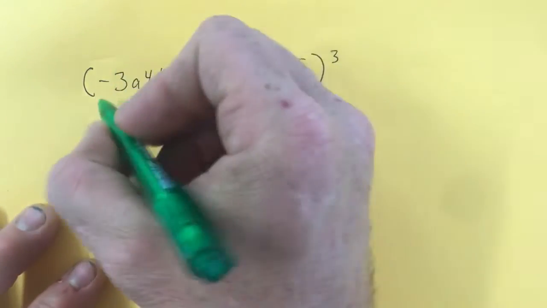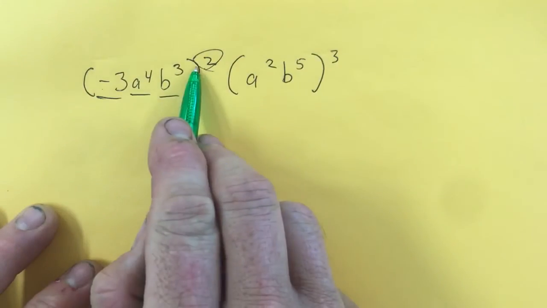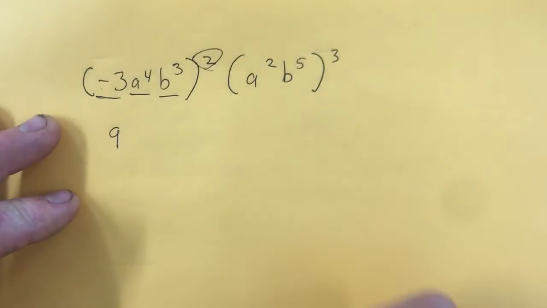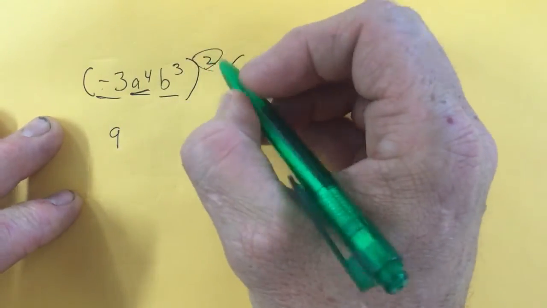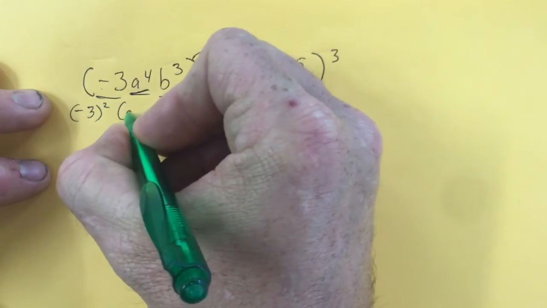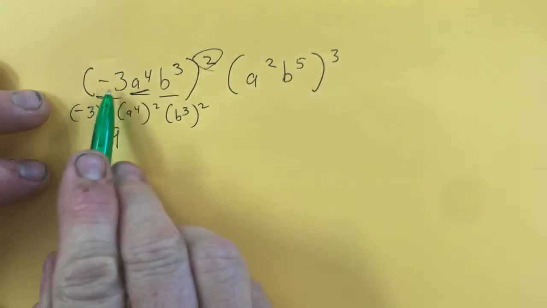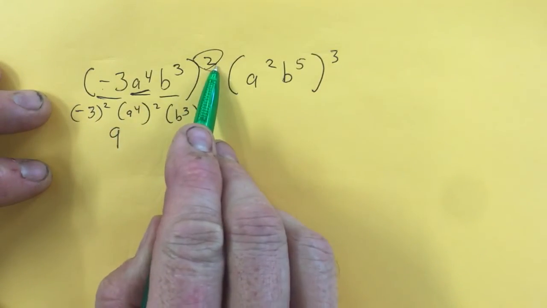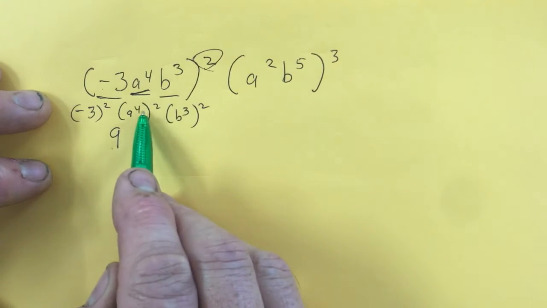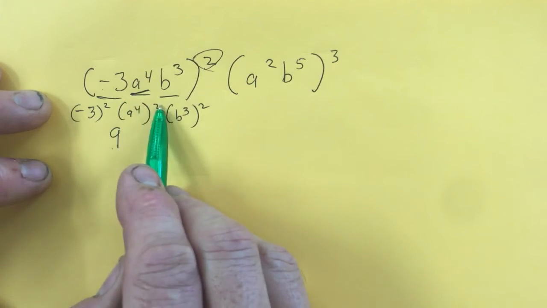So what I have to do, everything in here gets squared. So negative 3 squared, negative 3 times negative 3 is 9. Then I got to do a to the fourth squared. Let me do this. This is negative 3 squared. This is a to the 4 squared. This is b to the 3 squared. Every one of these inside gets squared. So right here, negative 3 squared is 9. Now, a to the 4 squared, well, I multiply these two. See, this is a to the 4th to the 2nd.